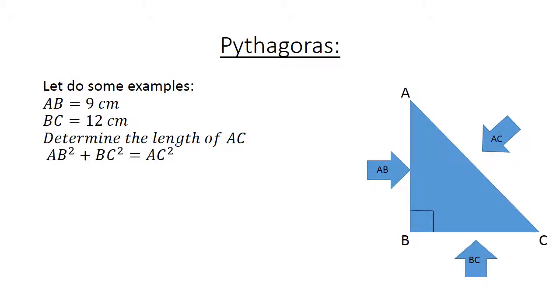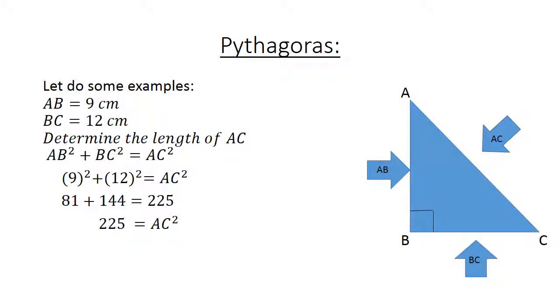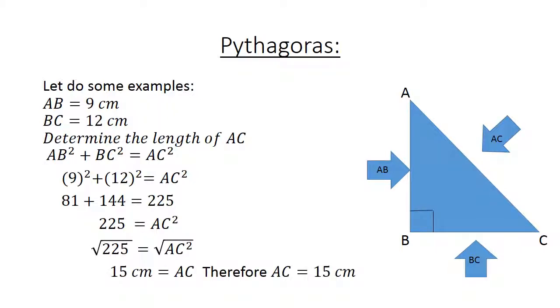AB to the power of 2 plus BC to the power of 2 equals AC to the power of 2. 9 to the power of 2 plus 12 to the power of 2 equals AC to the power of 2. 81 plus 144 equals 225. 225 equals AC to the power of 2. Now on both sides, we're going to take the square root, 225 square root, and AC to the power of 2 square root. 15 centimeters is now equal to AC, therefore AC is 15 centimeters.